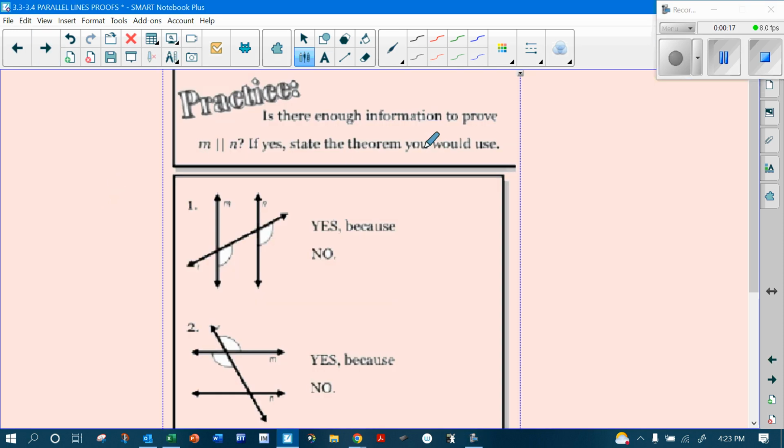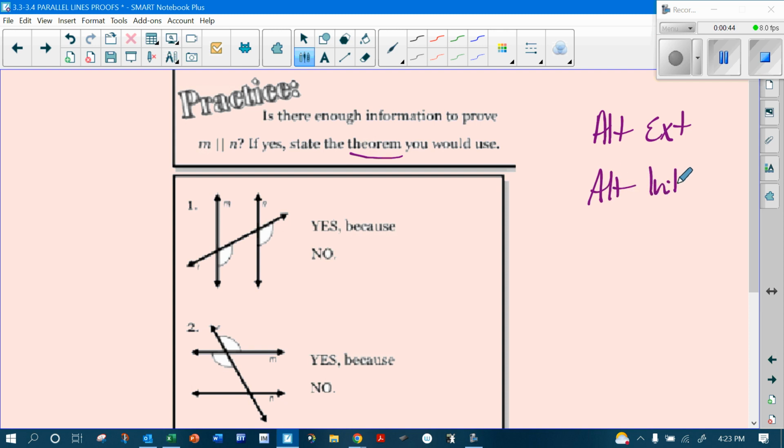All right, first, looking at the pictures that you have with the marks that are made, is there enough information to prove that M is parallel to N? So if this is line M and this is line N, do we have enough? And if we do, which theorem? Your choices are alternate exterior, alternate interior, corresponding, same side interior, or same side exterior.